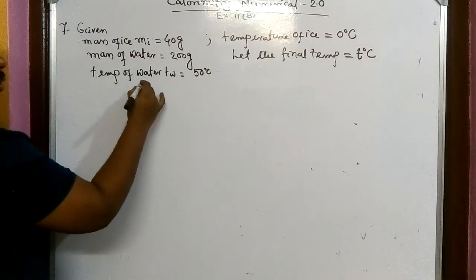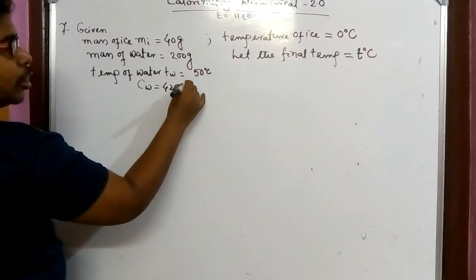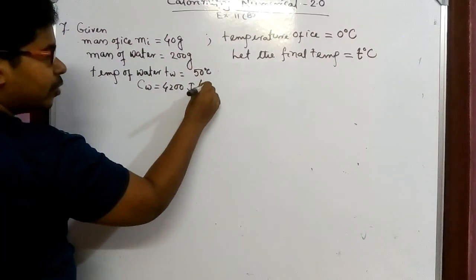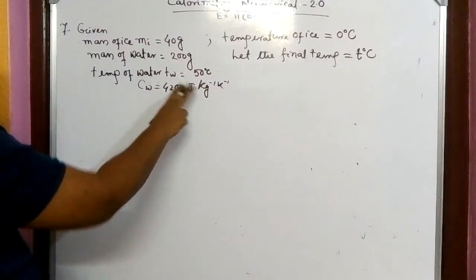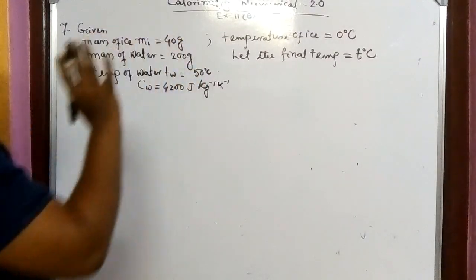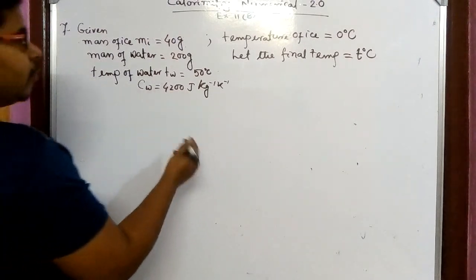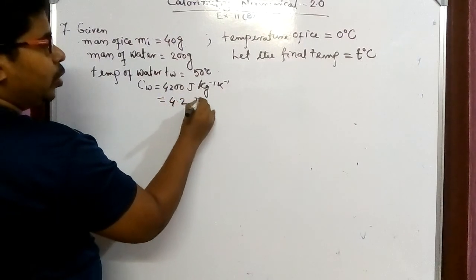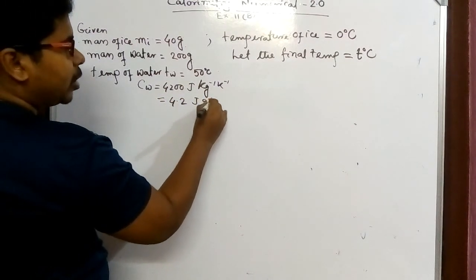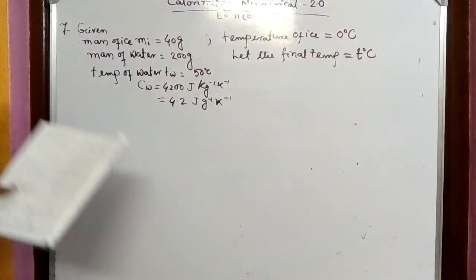I'm not writing the whole thing, I'm just writing CW. It is 4200 joule kg inverse Kelvin inverse. Now one thing, 4200 joule kg inverse, but here you see all the masses are given in gram. So we have to convert it, we have to divide it by 1000, so it will convert into 4.2 joule gram inverse Kelvin inverse. Okay, so that change you have to make.